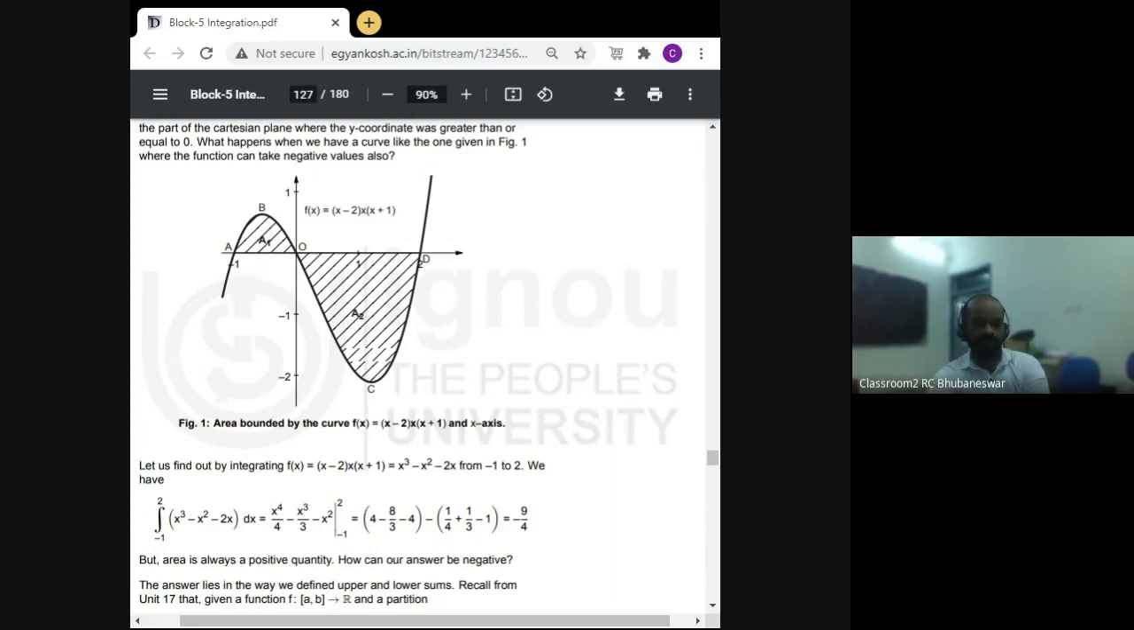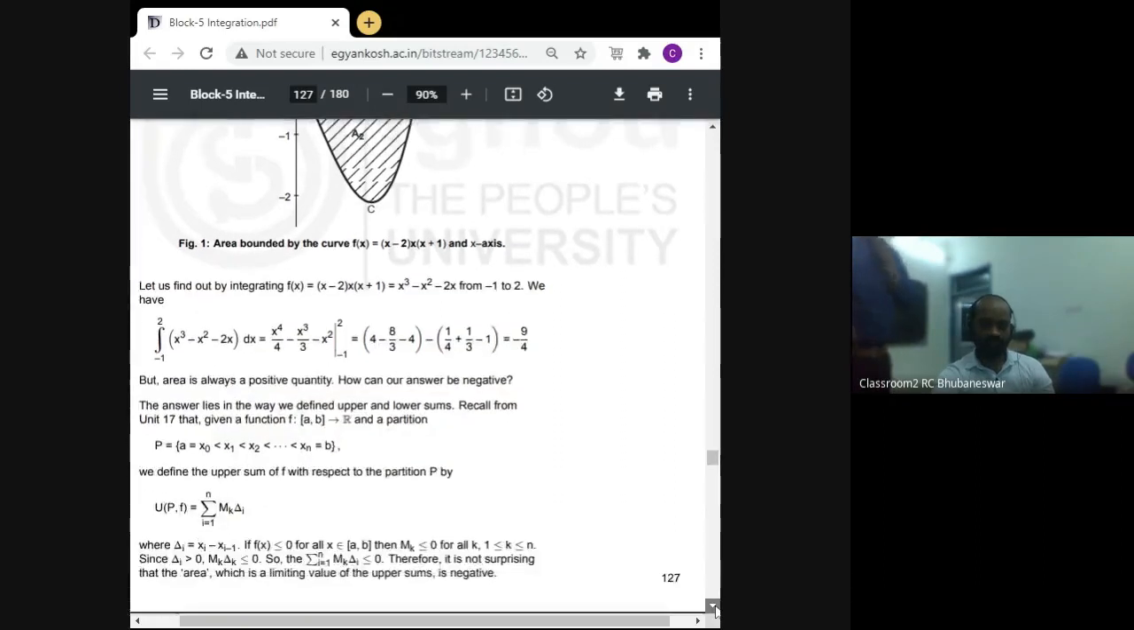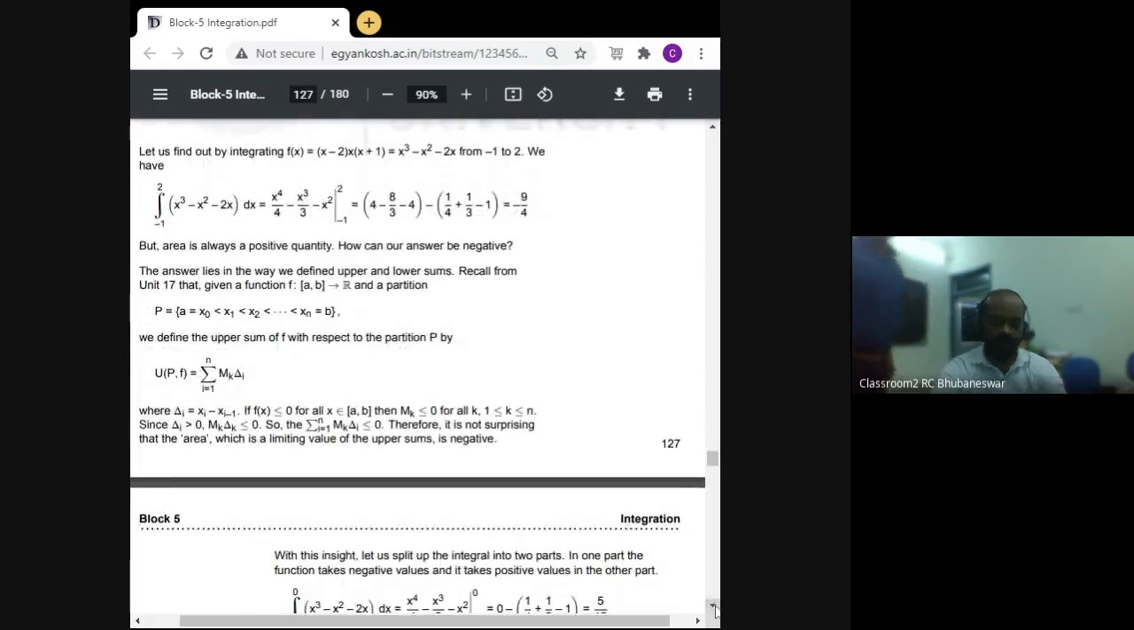Here the first section of the area is capital A1, and the second section of the area is capital A2. The first section is between the interval -1 to 0, and the second section is between 0 and 2. So this is a simple geometrical representation of a definite integration: whenever we calculate the definite integration, it always gives us the area bounded by the curve and the coordinate axis. This is the main point of discussion under this area of the curve.